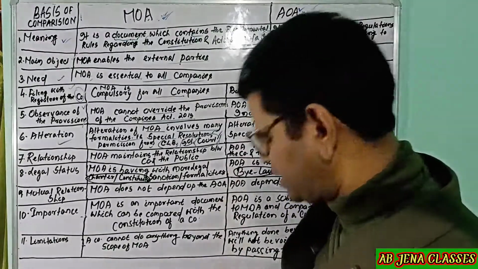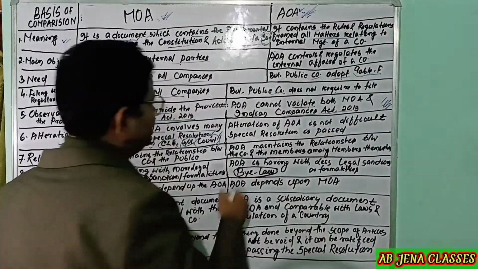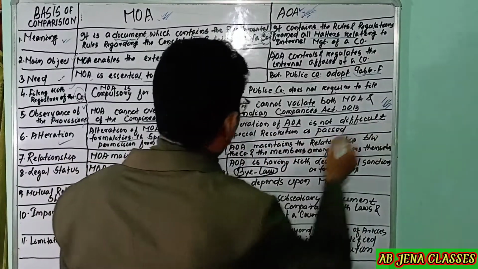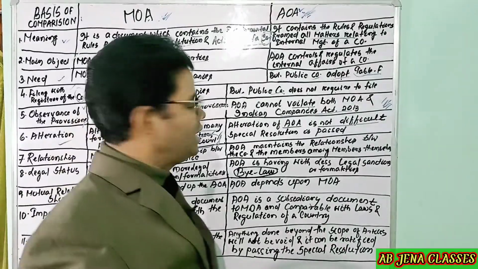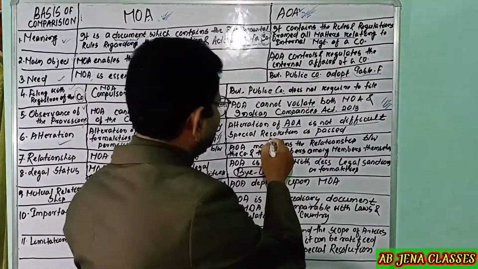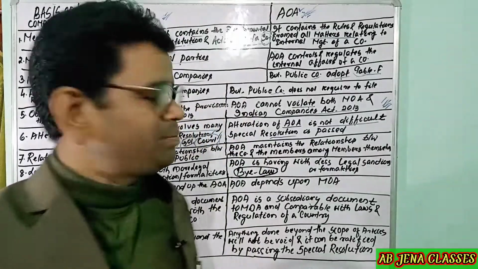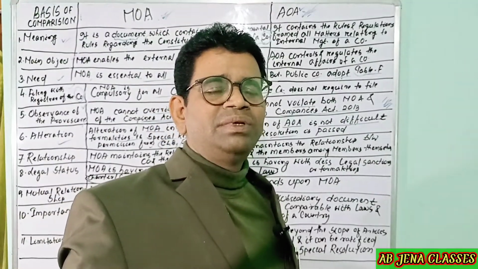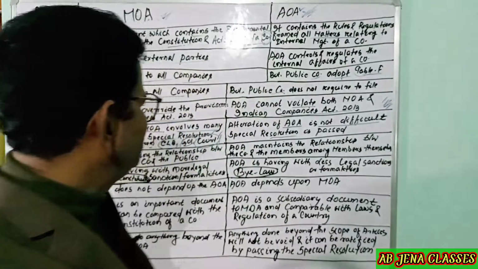So far as the articles of association are concerned, alteration of the articles of association is not difficult, but a company has to pass a special resolution. After passing the special resolution, the articles of association can be changed.